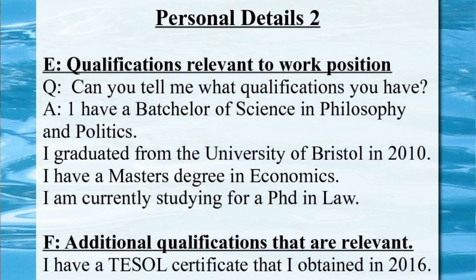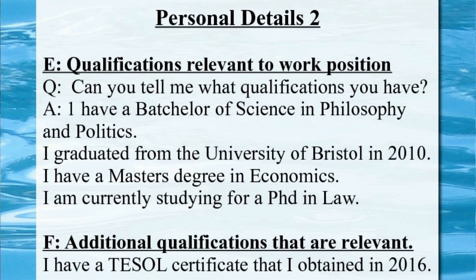Example answer, A, I have a Bachelor of Science in Philosophy and Politics. I graduated from the University of Bristol in 2010. Example B, I have a master's degree in economics. Example C, I am currently studying for a PhD in law. Note that it is useful to say where you obtained your degree, but not always.